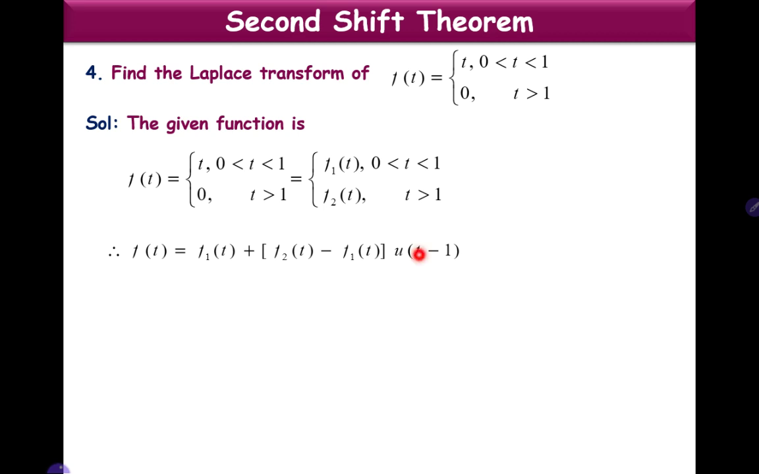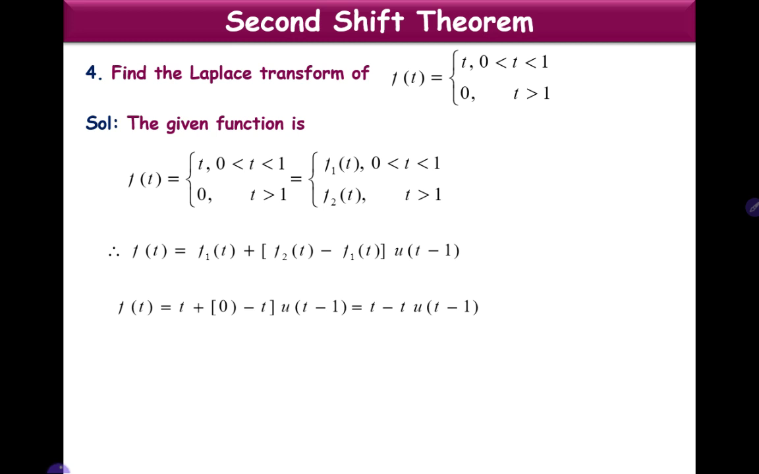U of t minus 1 is the unit step function at t equals 1. Therefore, now if we substitute here, what is f1 of t? F1 of t is t. Therefore, t plus f2 of t, which is 0, minus f1 of t, which is t, into u of t minus 1. So this is t minus t into u of t minus 1.